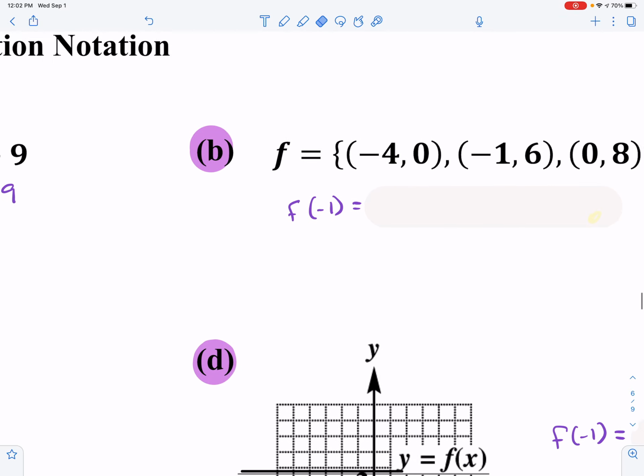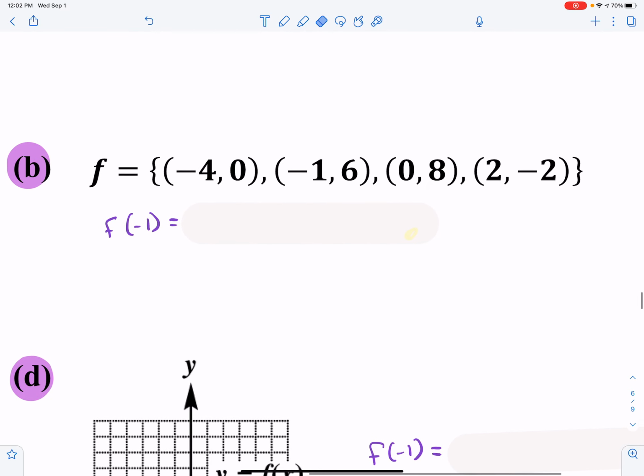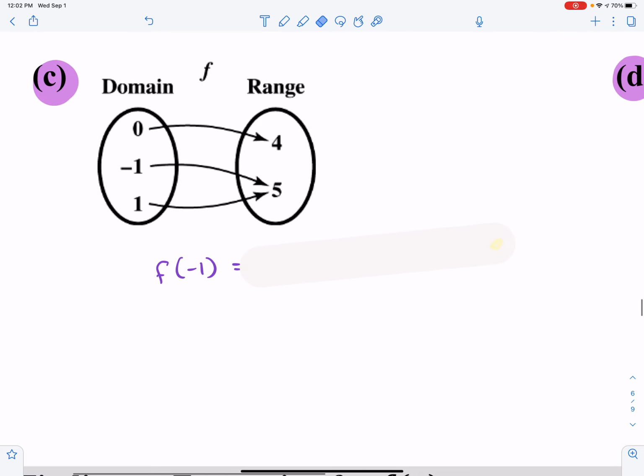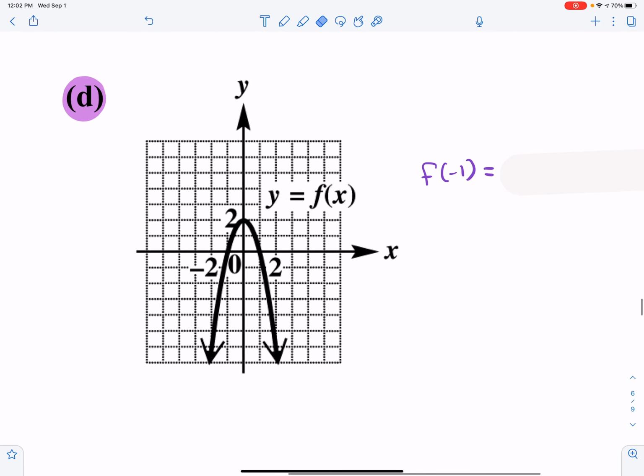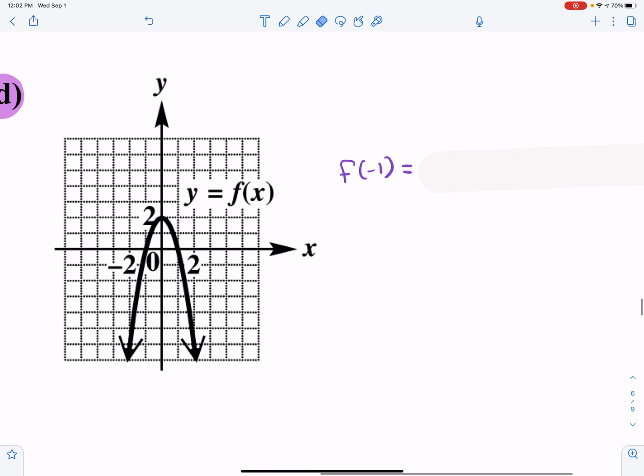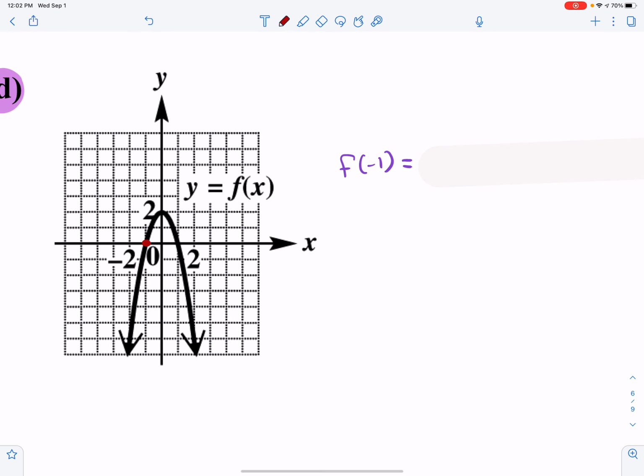Over on example B, f of -1. Well, you look here, the only time my x value is -1 is right here. So what's the y value? The y value is 6. So f of -1 in this case is 6. In part C, f of -1 leads me to a y value of 5. And last but not least, in part D, f of -1. All right, so here's the x value of -1. What is the y value there? The y value is 0.